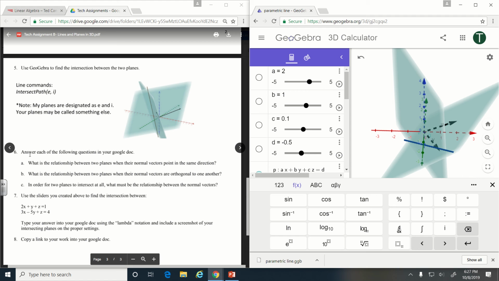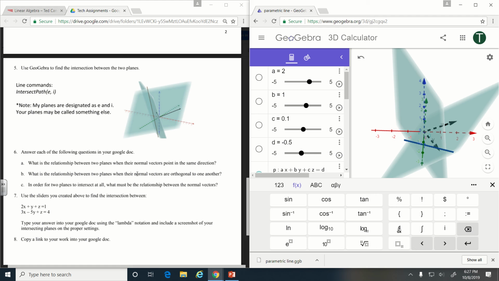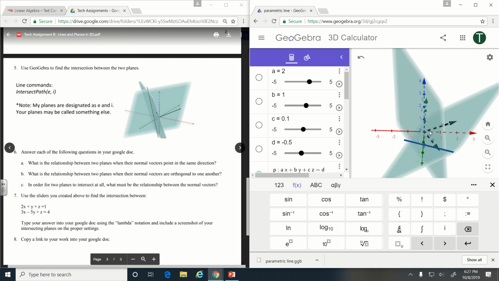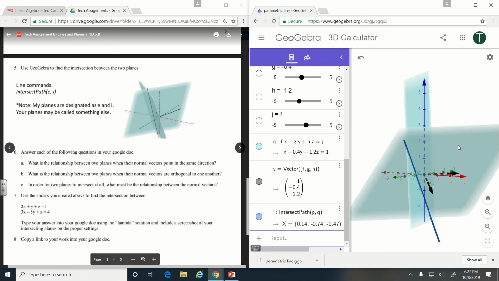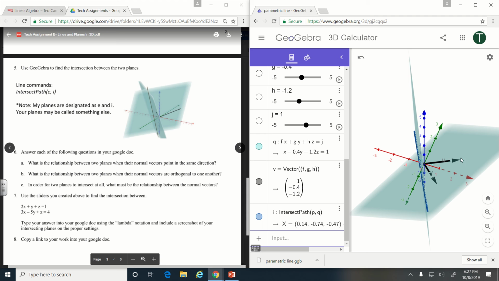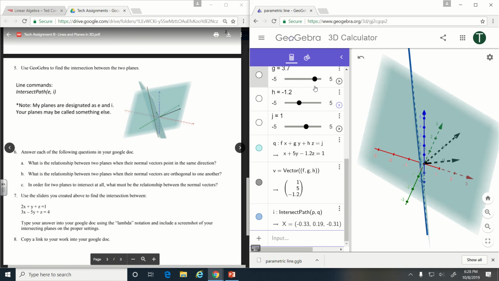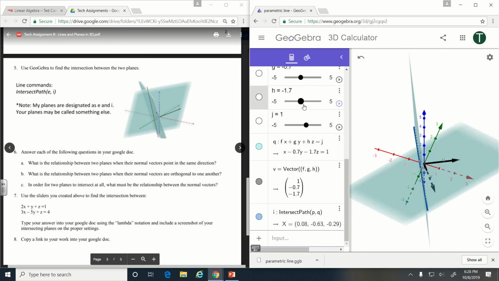All right, but the little follow-up questions here: what's the relationship between two planes when their normal vectors point in the same direction? All right, normal vectors are the same thing as orthogonal to the plane. So these two black vectors are the normal vectors. I would just want to know, if those were pointing in the same direction, what would be the relationship between the two planes? Well, I have no idea. So let's move it around until they're pointing in the same direction. It might take a little doing.